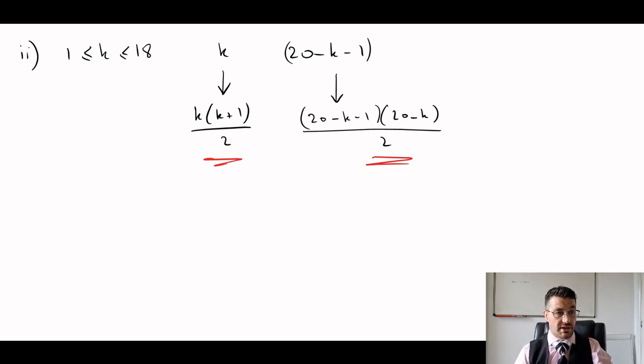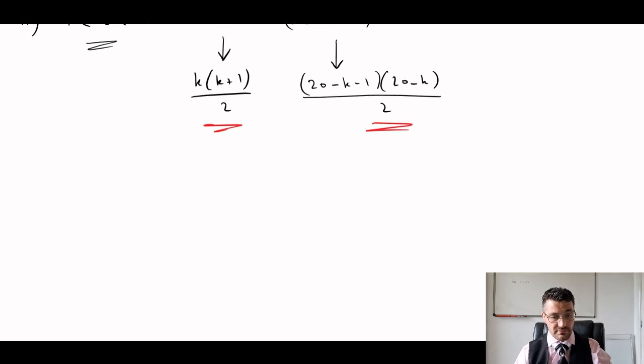Okay, and this 1 ≤ k ≤ 18 will play more of a role later. So don't worry too much about that right now. I mean, it is kind of necessary because for 20 minus k minus 1, we're limited as to the values that k can take there. But it will become much more apparent what the relevance of this particular string of inequalities is further down the line. Okay, so let's go for it then.